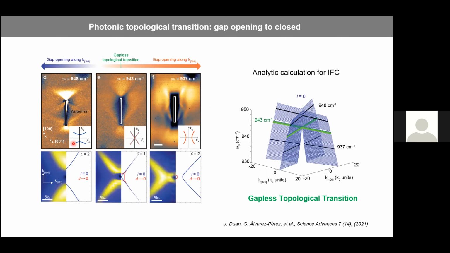We find between these two open hyperbolas, we have this quite strange or exotic crossing linear isofrequency curve here. That means we observe another type of topological transition: from gap open, to gap closed, and then gap open again, but rotated by 90 degrees. And this fits quite well with the analytical calculation.